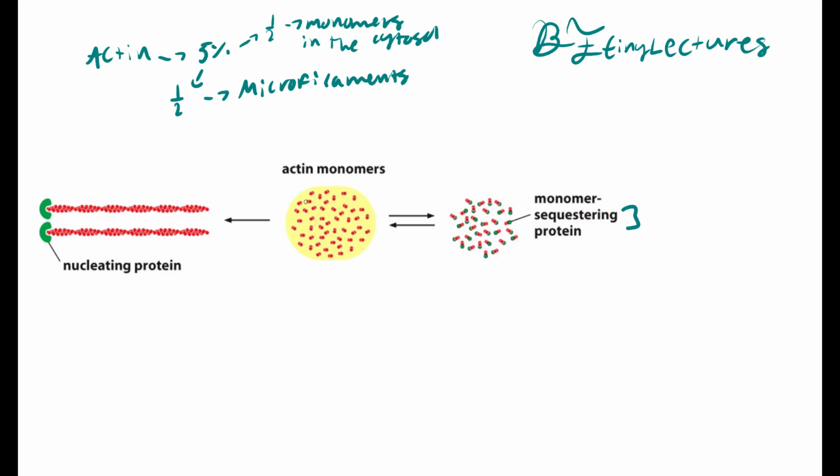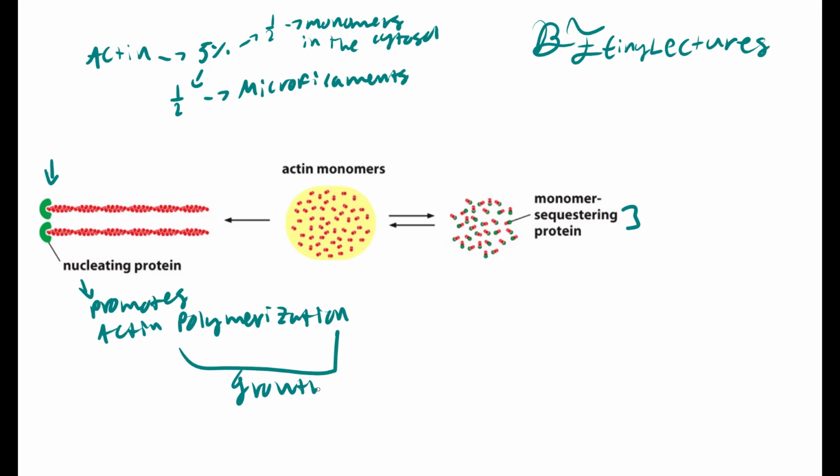But sometimes the actin monomers bind to the nucleating protein. And the nucleating protein promotes actin polymerization. Now you're probably wondering, well, polymerization, that's a big word. I'm kind of scared. What does that mean? This just means growth. So in the last slide, when we saw that the actin monomer was growing, that was called polymerization. And these nucleating proteins stabilize the actin monomers.